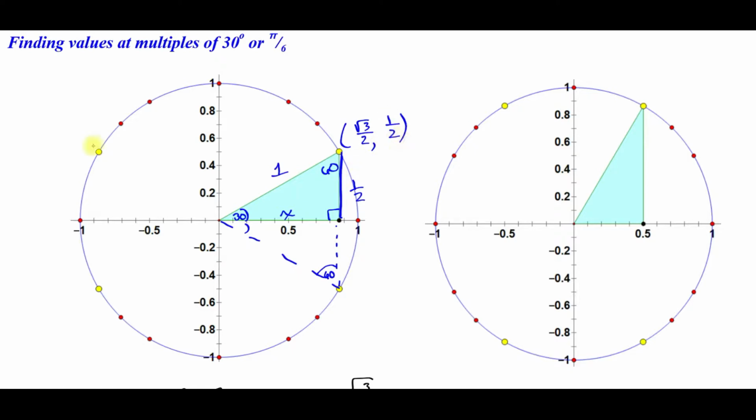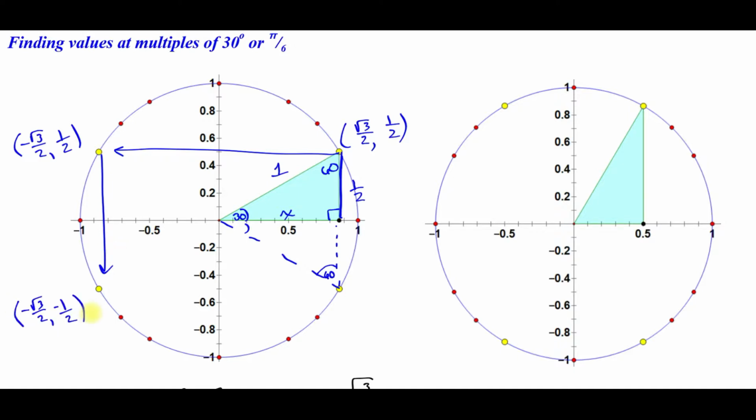So now I can get these other 4 yellow points in here from those. Coming over to quadrant 2, the x-coordinate will become negative. Moving down into quadrant 3, they're both negative. And then moving over into quadrant 4, only the y-coordinate is negative here, so we have radical 3 over 2 and then negative 1/2.